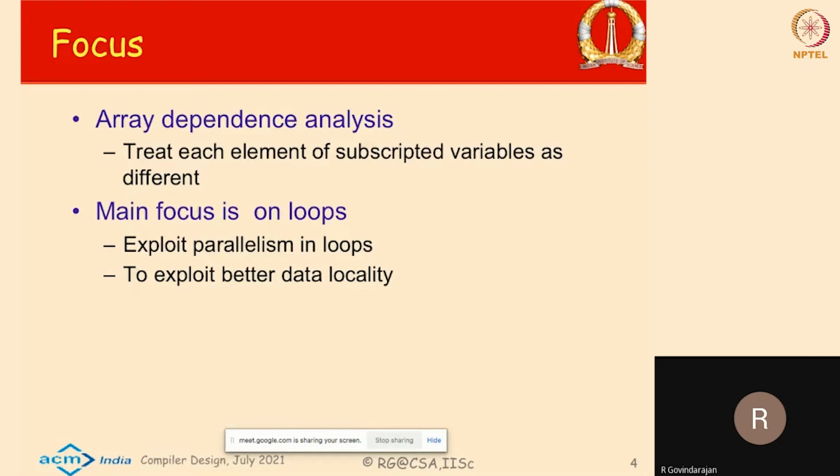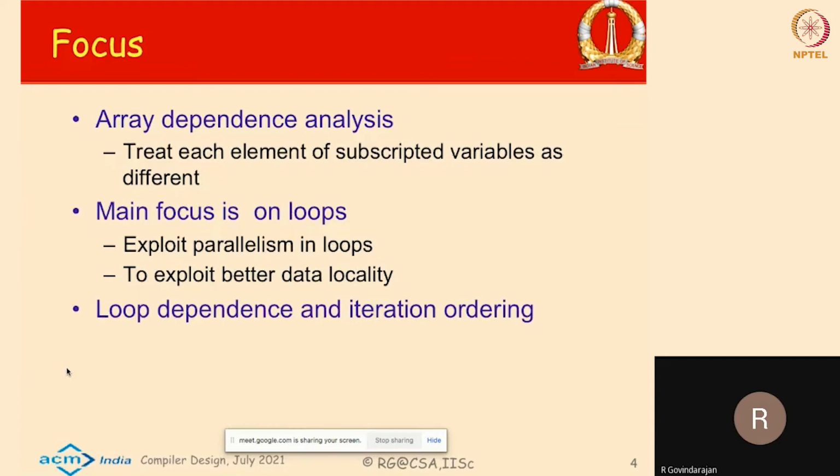Because if you try to analyze the array as one variable and find a dependence, then most of the time there is a dependence between every statement, or the statement to itself, and it would not allow you to parallelize or vectorize. I'll give you an example and talk about it from that perspective. But you must understand that it is important to do this analysis at the level of individual elements of the array, the subscripted variables. The focus is to, of course, exploit parallelism and to exploit better data locality. We might focus more on the parallelism aspect and leave the discussion of locality to a later point.